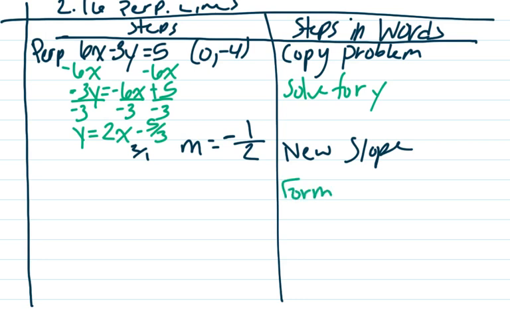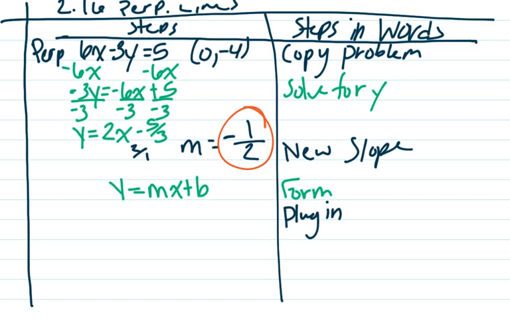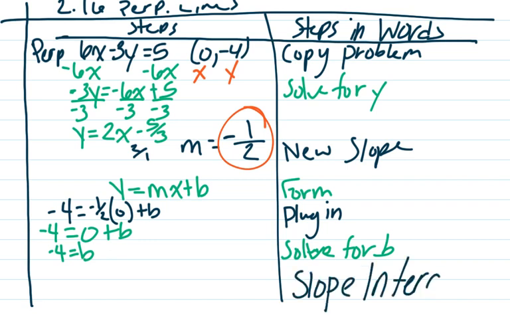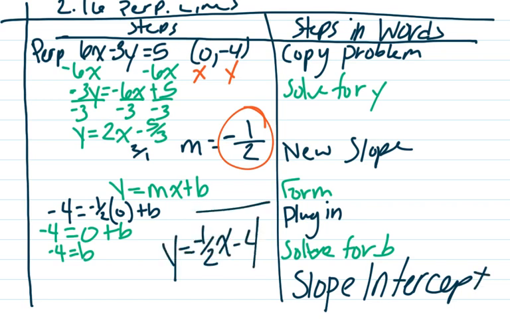And then the form. And then plug in. And remember we're using this x and y. So we have negative 4 equals negative 1/2 times 0 plus b. We now are going to solve for b. So we know that anything times 0 is 0 plus b. So we get negative 4 equals b. Last but not least, that lovely slope intercept, which becomes y equals negative 1/2 x minus 4.